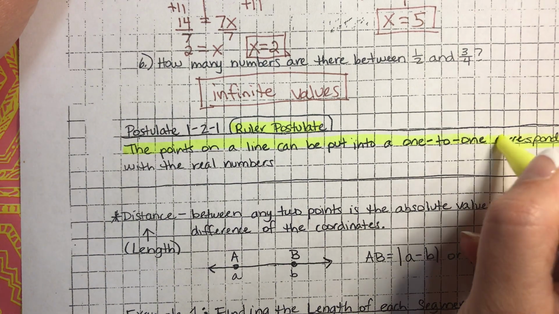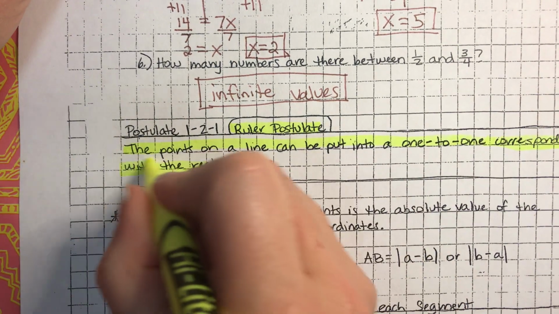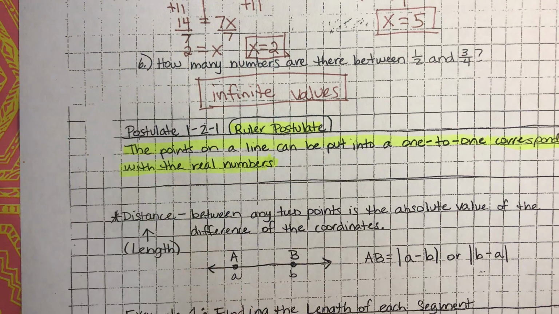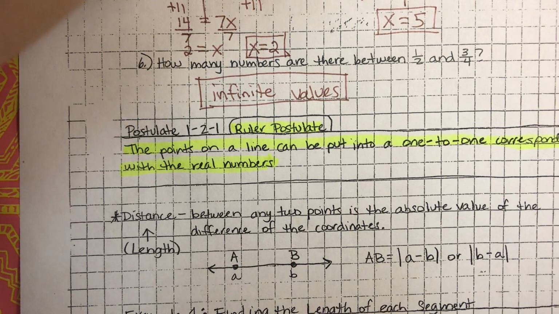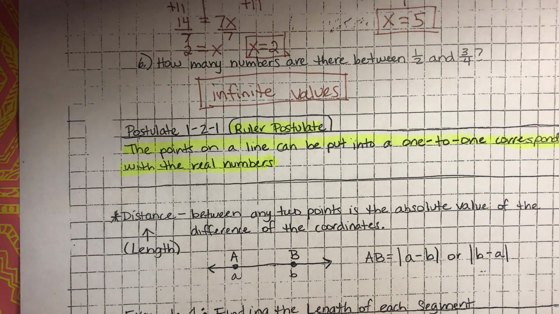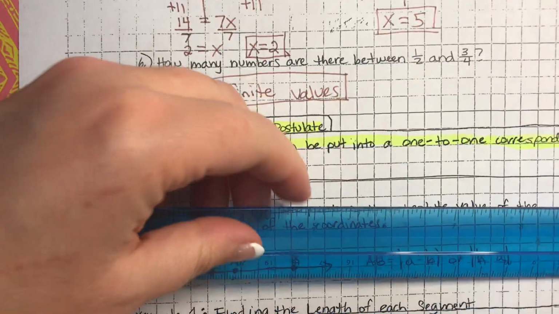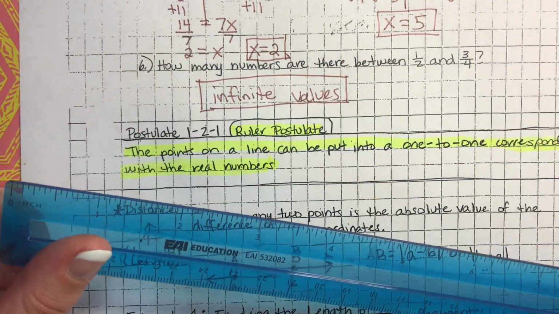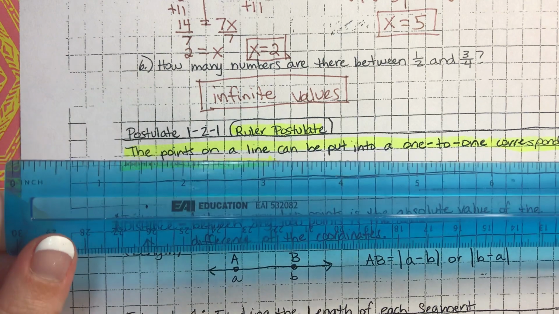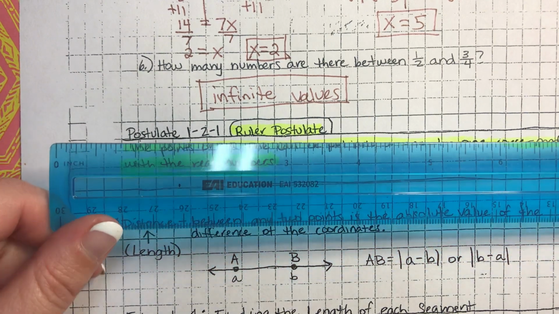Okay. I remember the first time I read this postulate, and I was like, what does that mean? The points on a line, okay, so here, I'm going to use my little ruler that I just broke out, if I could pick it up. Can you see it? Okay, so here's our ruler, right?